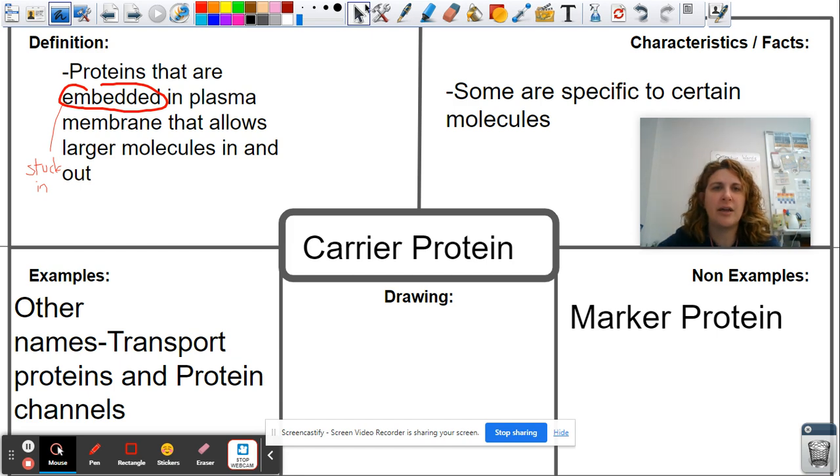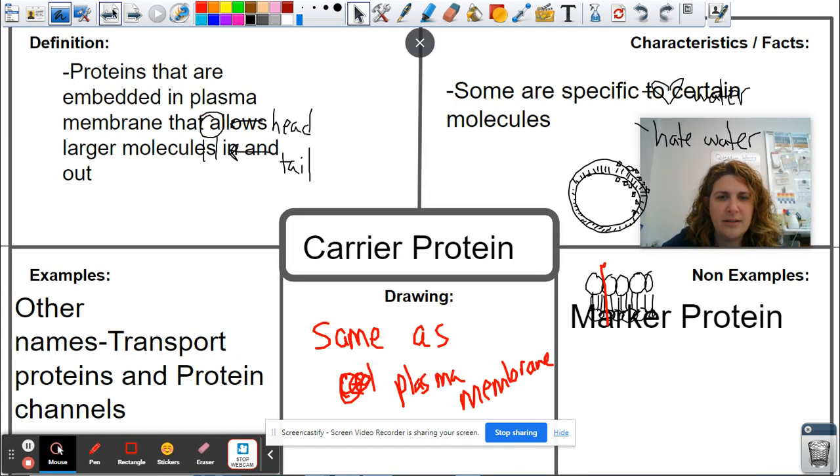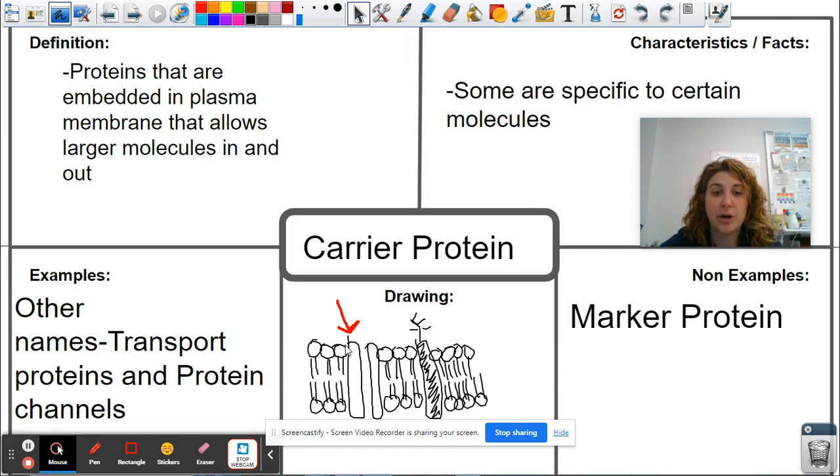So I'm going to go back to the other drawing that I did. Okay, so here we go. For the carrier protein, you're going to redraw this with an arrow. It's this protein here. It's the one that allows things in and out. This one is a marker protein. This part up here is the carbohydrate, but this thing that's stuck in the membrane, that's our marker protein that it attaches to. So you're going to draw this picture again.